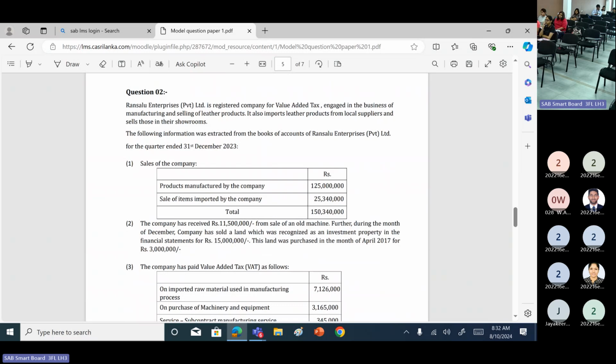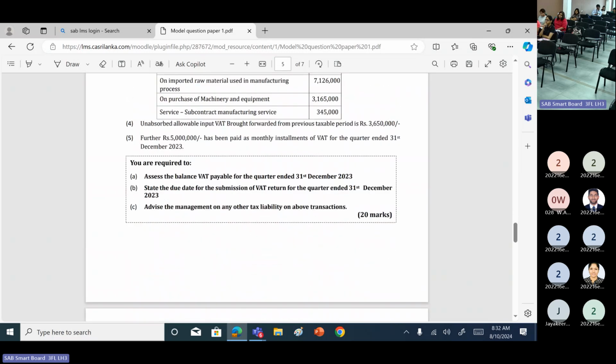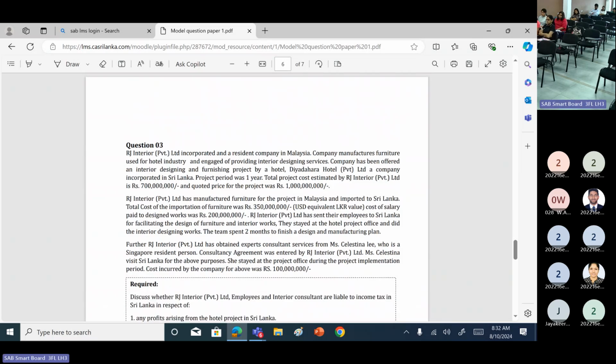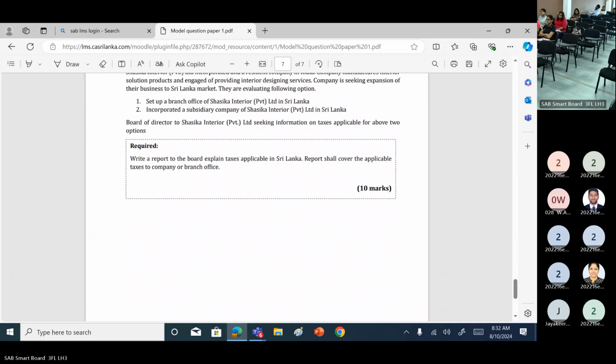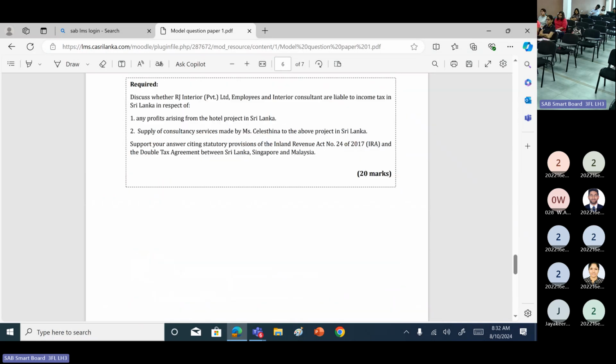For the company, basically, this type of information on output tax and input tax, you do the computation, plus some administrative provisions with regard to submission of the tax return and so on. And questions 3 and 4 will be either non-resident tax computation, or a question that will not focus on the computation of tax liability but on the scenario applicable to the non-resident.